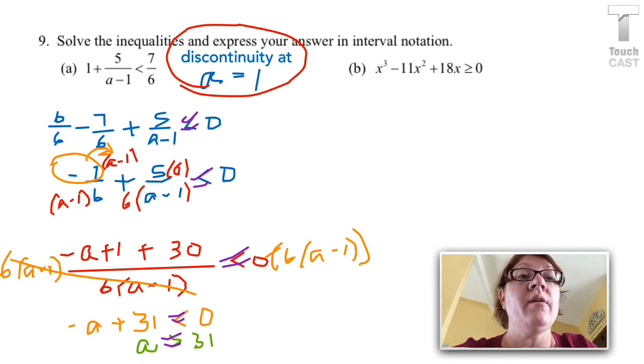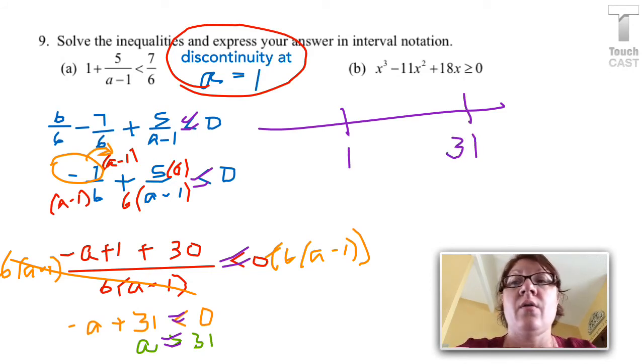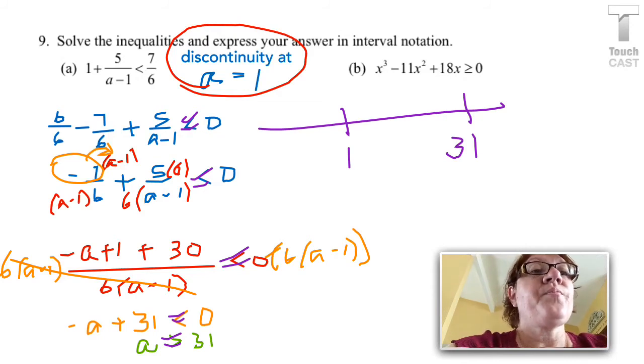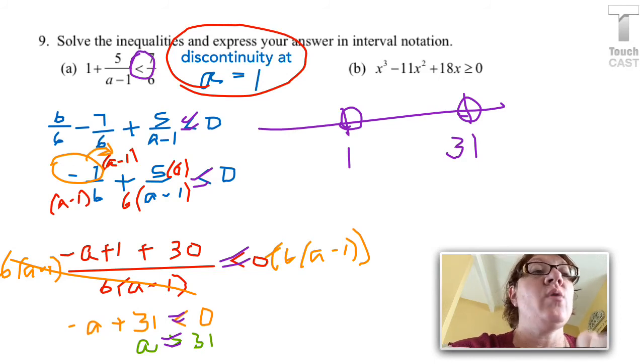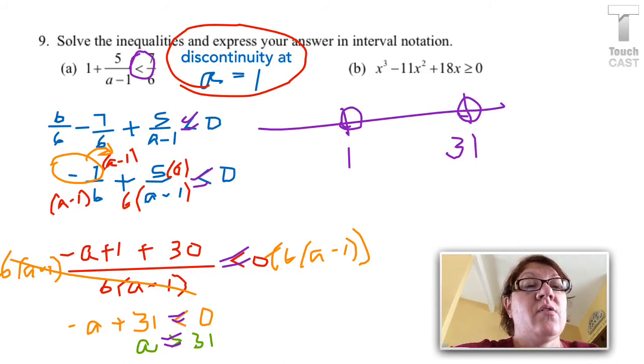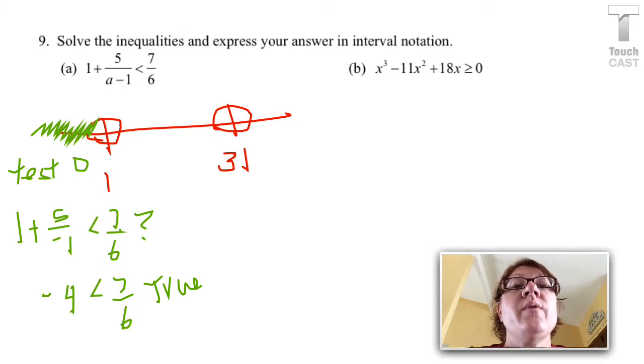So now I'm going to draw a number line and I'm going to place the discontinuity on and the actual 0. So it'll look like an open circle at 1. I can't use that. Now I'm also going to have an open circle at 31, but that's because this original inequality had no equal sign. And then I'm going to have to test each region. So I'm going to test to the left and see what happens. I'm going to test in the middle and see what happens, and I'm going to test to the right and see what happens.